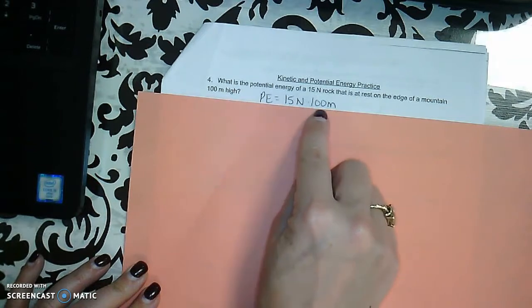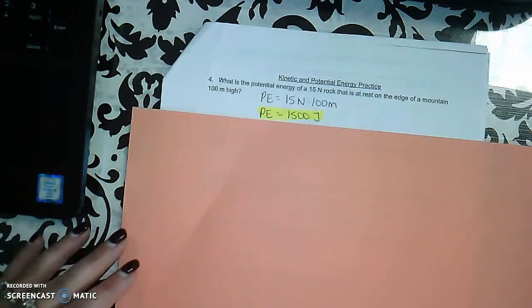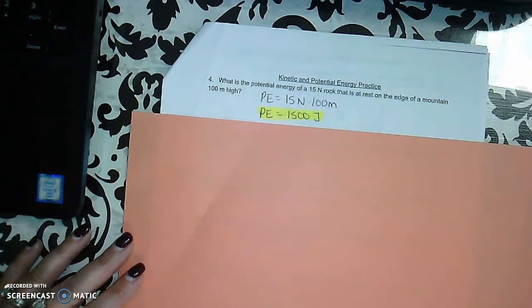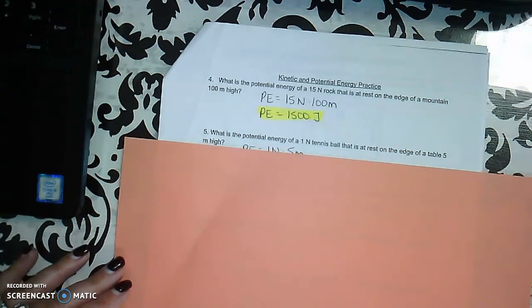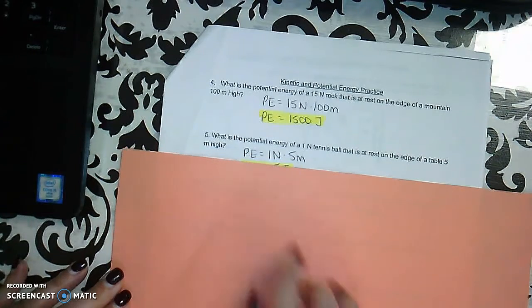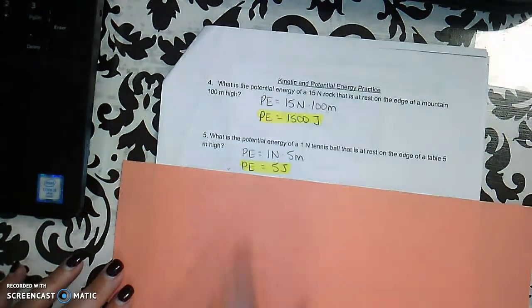So 15 newtons times 100 meters gives us an answer of 1,500 joules. That's our potential energy. Remember, joules are the units. Number 5, what is the potential energy of a 1 Newton tennis ball that is at rest on the edge of a table 5 meters high? So potential energy is 1 Newton times 5 meters, which gives us 5 joules.